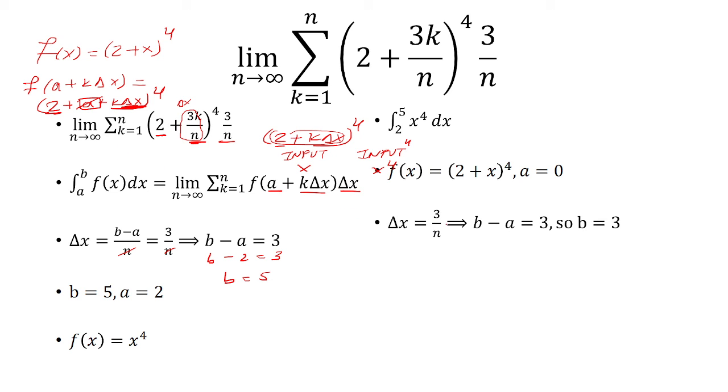Okay, so now moving on, we know that delta x was 3 over n, so that didn't change, which means b minus a has to be 3, similar to this step right here. And so because a was 0, b has to be 3. And so we can rewrite this as the integral from 0 to 3 of 2 plus x raised to the 4th power. And that is our second solution.